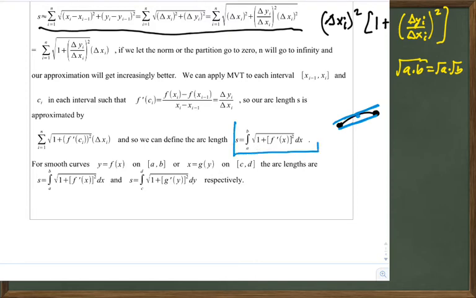Okay, and we can do this either in terms of functions of x or functions of y. So then it says for smooth curves, y equals f of x on the closed interval [a, b], or x equals g of y on the closed interval [c, d], the arc lengths are given there, depending on if you're doing functions of x or functions of y. Okay, so in this video we're going to do 2 examples of finding the arc length, and then in the second video I think we do one more. So let's go ahead and look at the next page here.